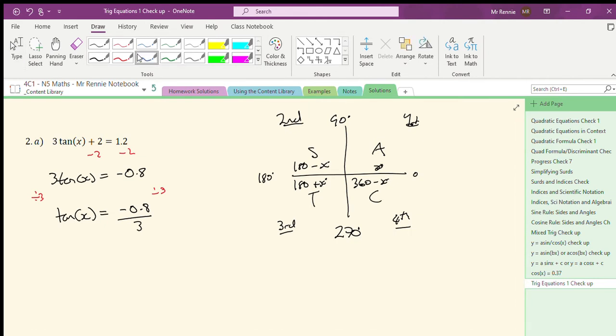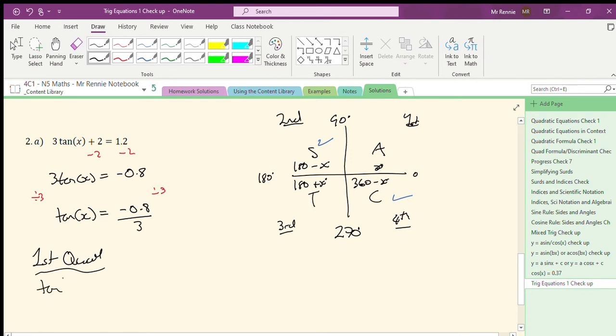So tan is going to be something negative, so if it was positive I'd tick the all quadrant and the tan quadrant as well. But because it's negative, I tick the opposite too, which means it's going to be the second quadrant and the fourth quadrant. That's where my answers lie. So as with the last question, I still need to work out what my first value is for x. So that's in my first quadrant. So that means I'm going to work out the tan of, now I drop the negative, so it's 0.8 over 3. So x equals the tan inverse of 0.8 over 3.